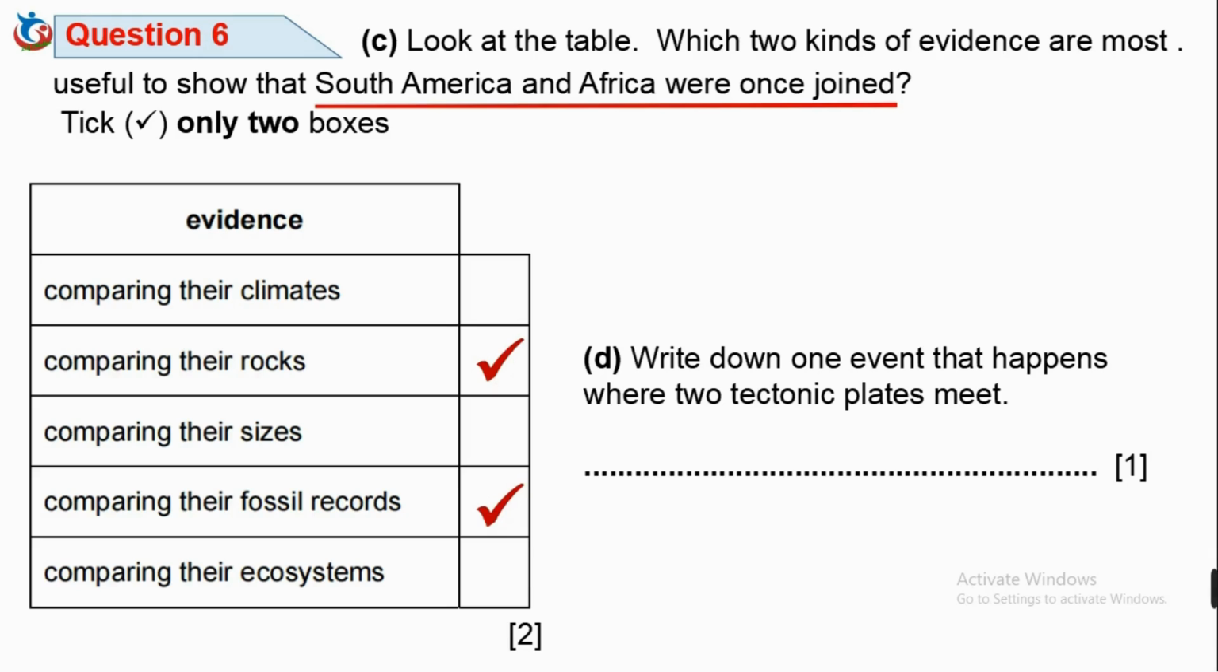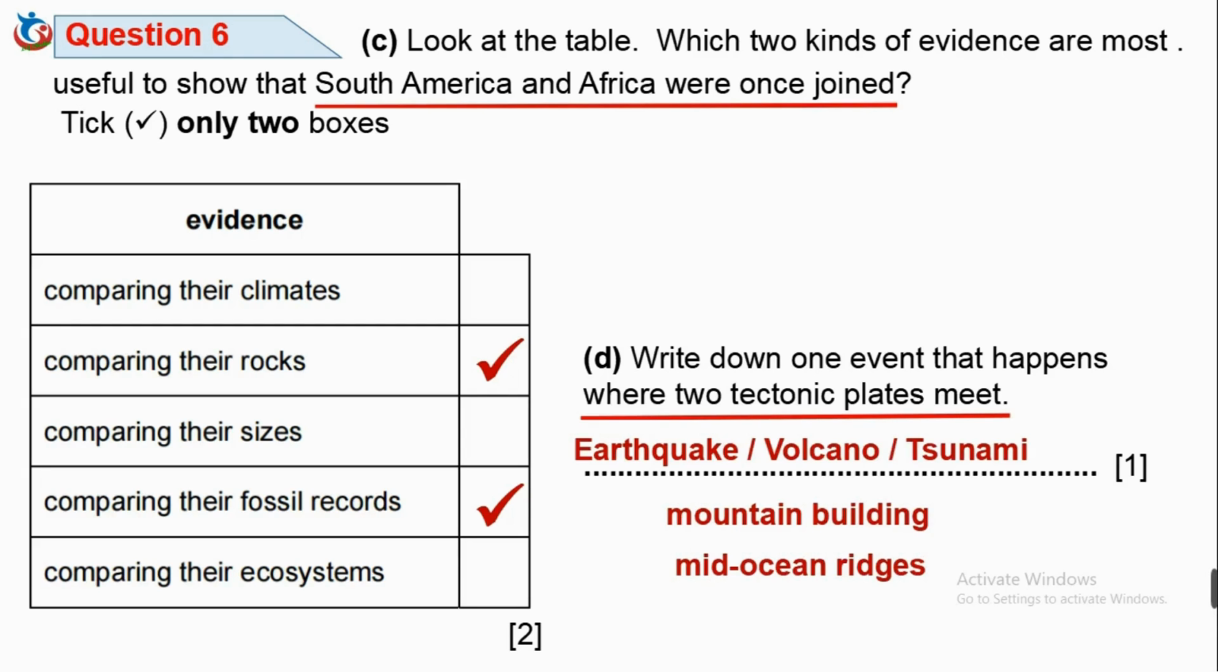Question 6d. Write down one event that happens when two tectonic plates meet. Several events happen where two tectonic plates meet. These include earthquake, volcano, tsunami. Others are mountain building and mid-ocean ridges. So many events happen when two tectonic plates meet.